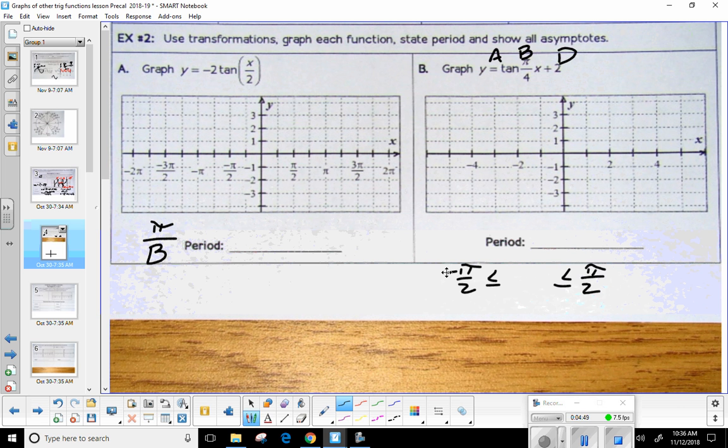Okay, Christian says pi over 4x. He's absolutely right. Anything that is affecting x is what's going to go in your compound inequality. So pi over 4x. Okay, let's go ahead and solve this. In fact, what would I do?